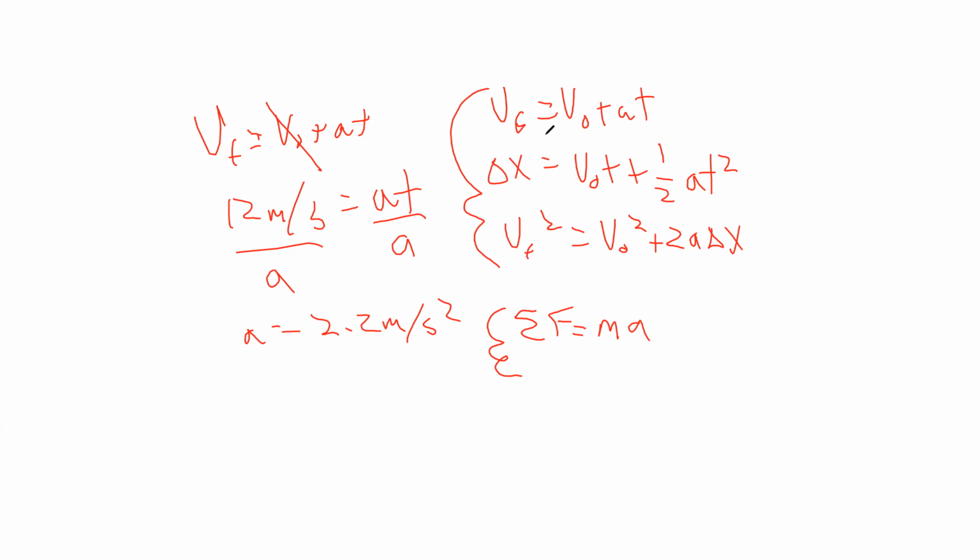We have the variable vf, we also have the variable v naught, the variable t, the variable acceleration, and the variable delta x. On the Newton side, we have the variable F, the variable m, and the variable a. I'll give you a hint. Find the variable that you see on both sides.